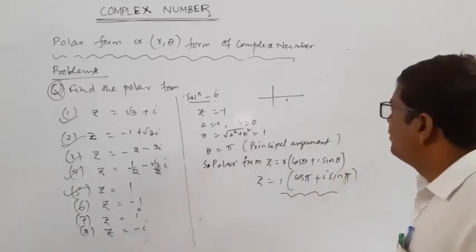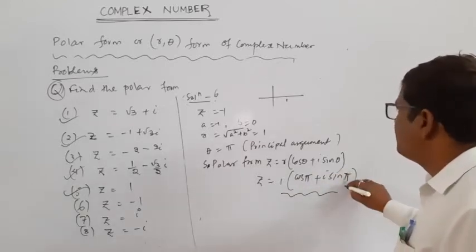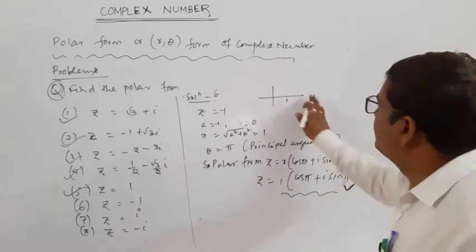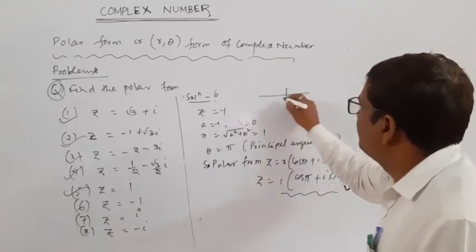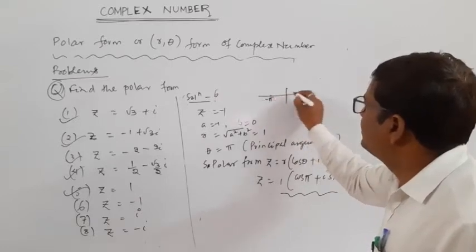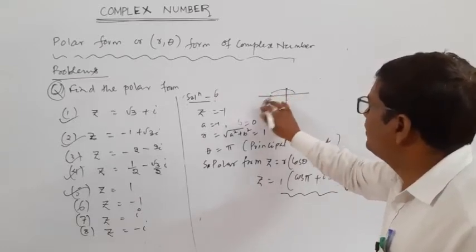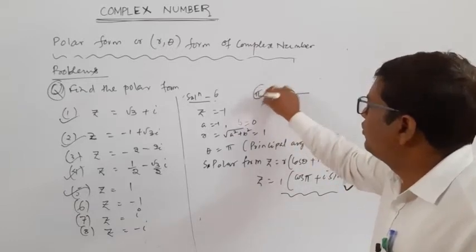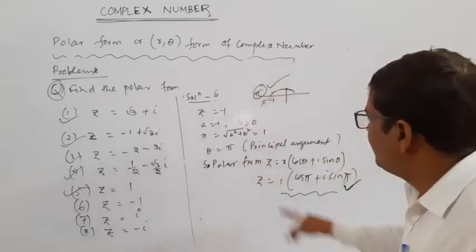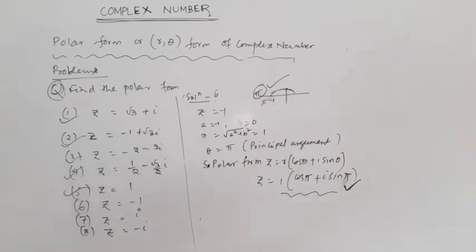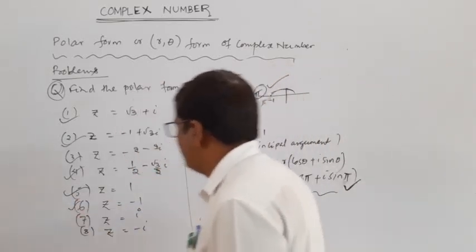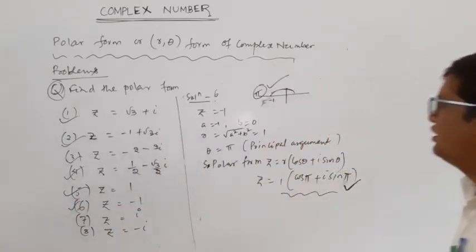This is the principal polar form of the complex number, because minus 1 is here, so the angle is pi. So the principal argument is pi, and so the polar form is this. Now the solution of question number 6 is completed. Now question number 7. Z is equal to i.